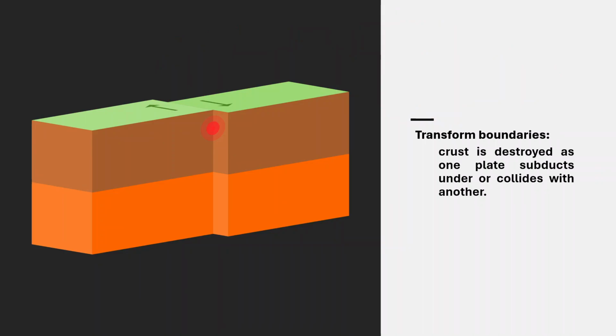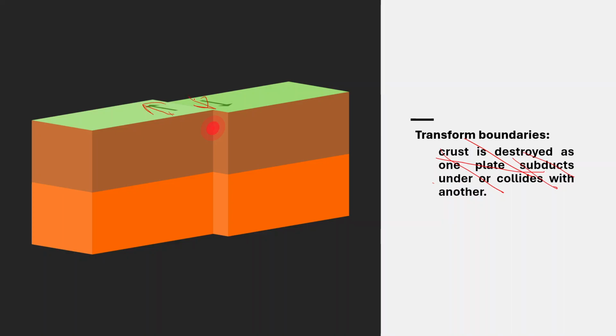Then comes the transform boundaries. In the previous case, divergent boundaries, a crust is getting generated, a crust is getting built. In case of convergent boundaries, collision is happening, subduction is happening. In both cases, something is getting lost or destroyed. But in the case of transform boundaries, nothing is getting generated, nothing is getting destroyed; rather they are just sliding past each other.